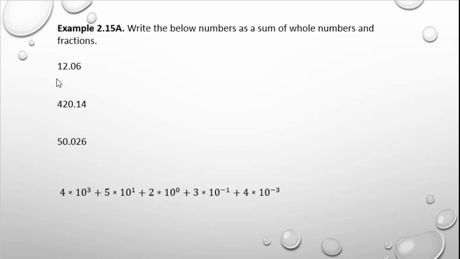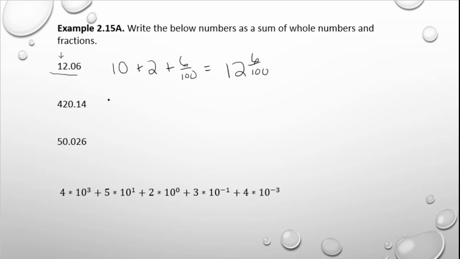Okay, so we're going to write these numbers as a sum of whole numbers and fractions. All right? So let's start with right here. That first place value, that 1, is actually a 10. So I got a 10. And then I have 2. And then I have 0 tenths. And I have 6 hundredths. So this is 12 and 6 hundredths. Nobody's asking you to reduce.